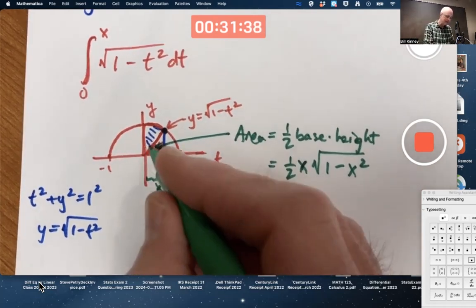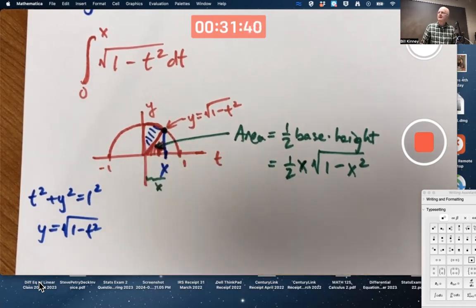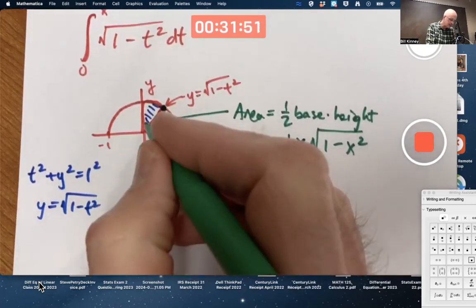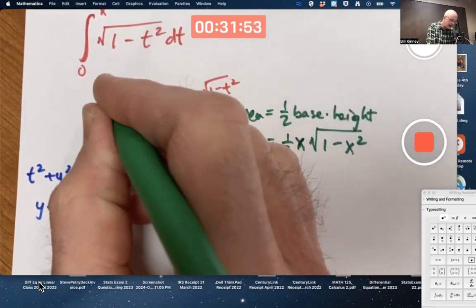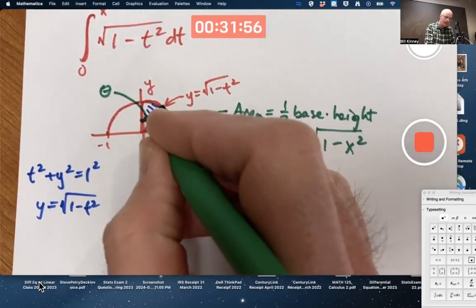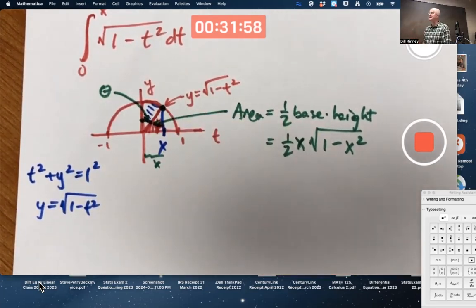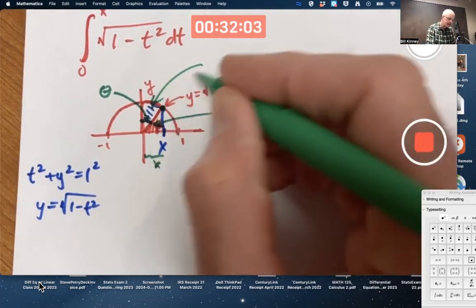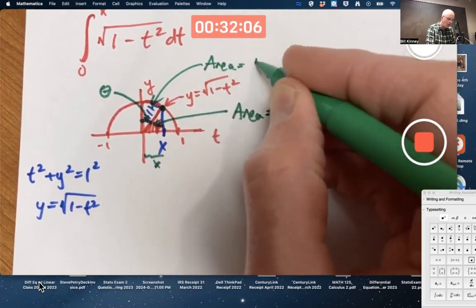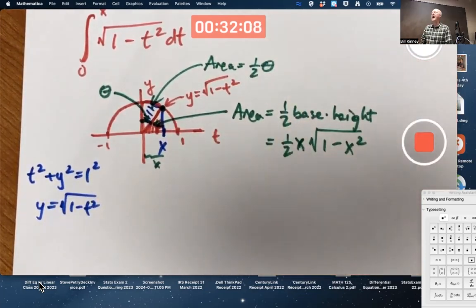What about the area of the piece of pie? Maybe you don't know the formula for the area of a sector of a circle. Can we rederive it? Yeah. If you assume the angle here, label this angle theta, is measured in radians, it turns out the area of this is 1/2 theta. Why? I'm not going to prove it, but here's an argument for why this should be reasonable.